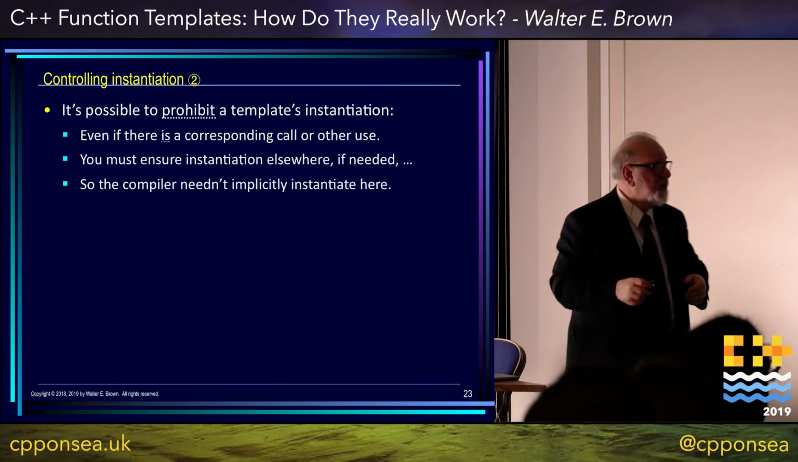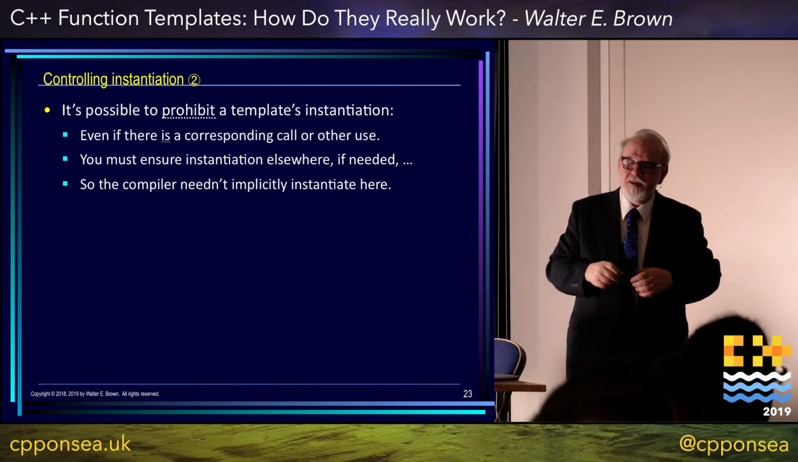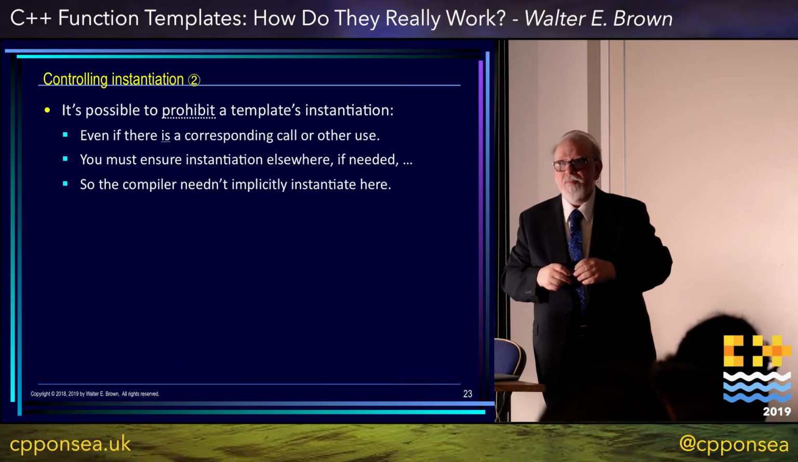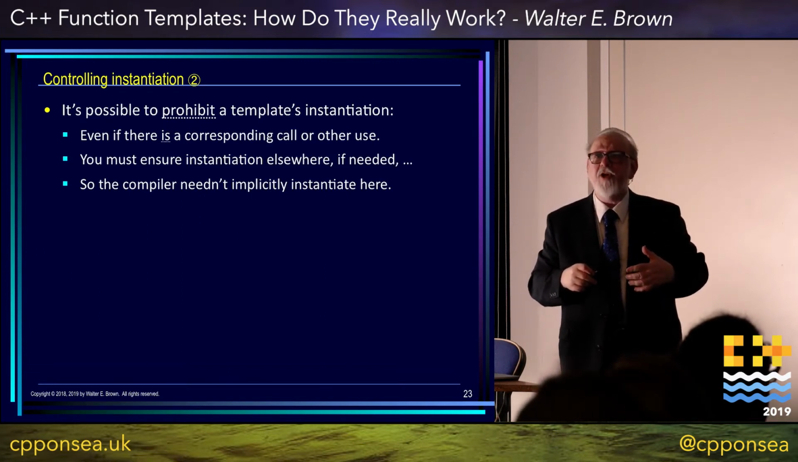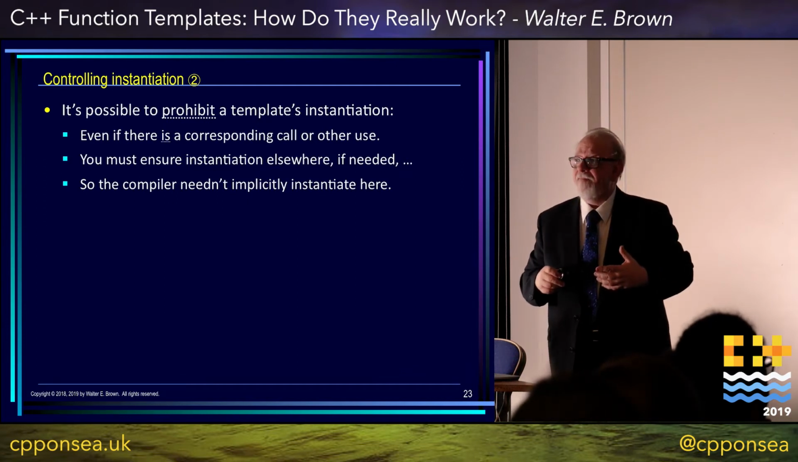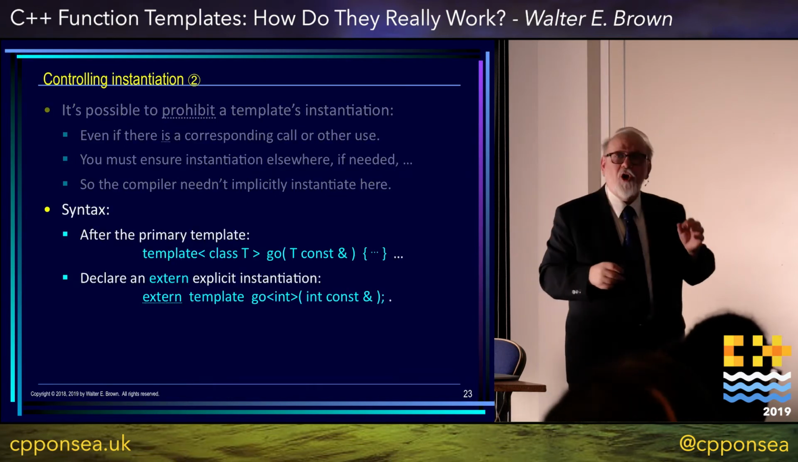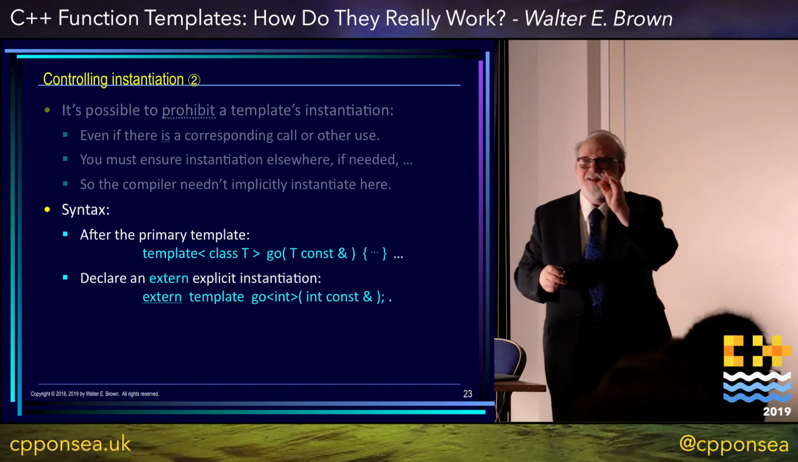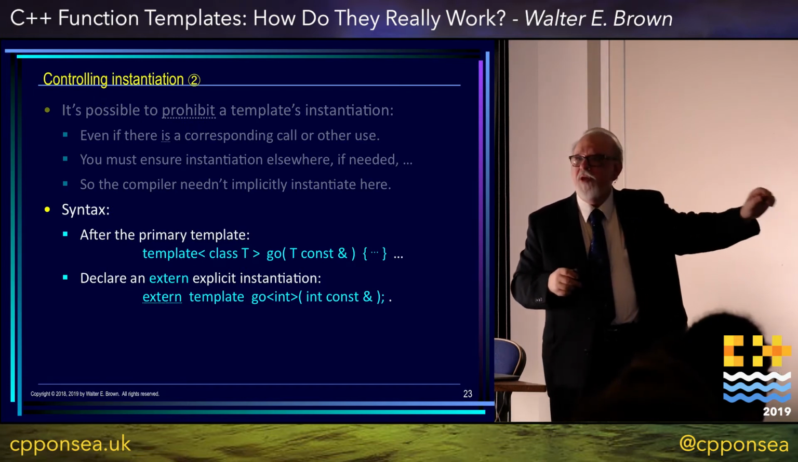So you have some extra responsibilities. You have to ensure that there is an instantiation somewhere, and that's how the compiler can get away with not instantiating it here. You're taking control. With power comes responsibility, right? So you have to be a little bit careful, but how do you do it? It's almost the same as saying, do it here. Well, don't do it here. You just put the keyword extern in front.